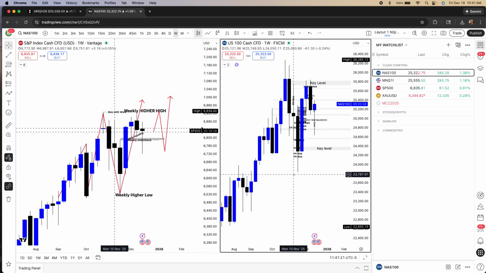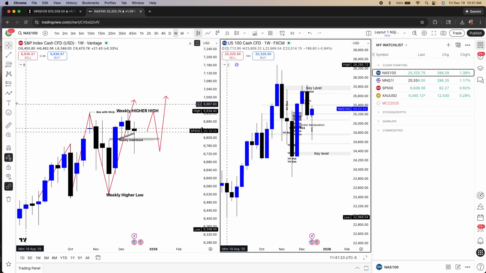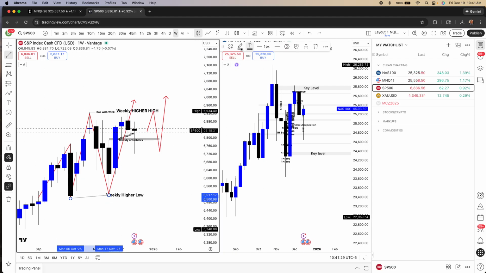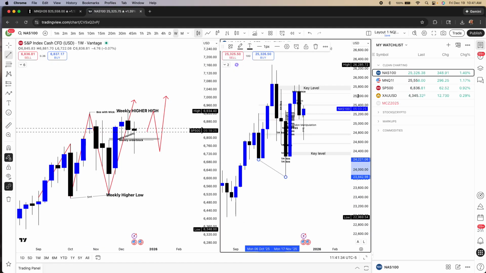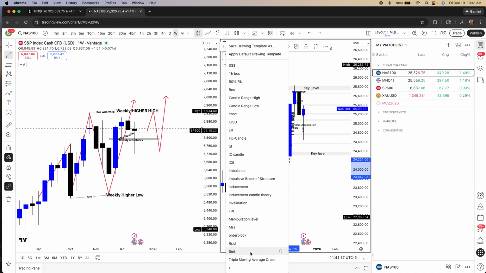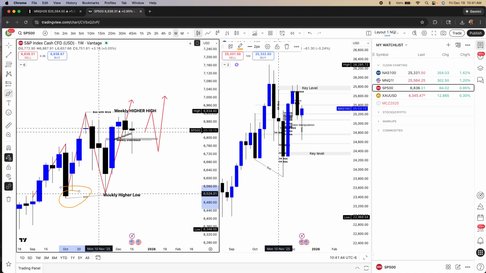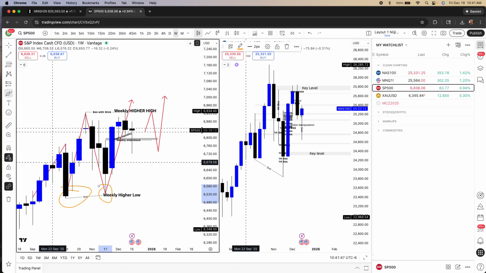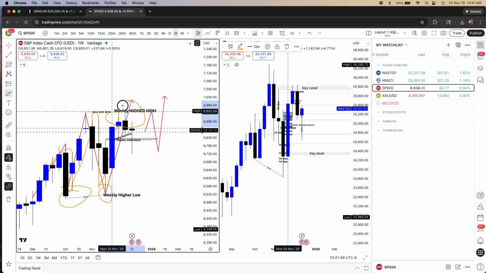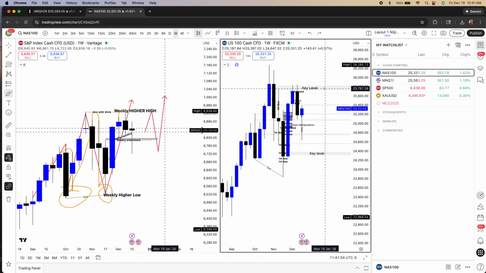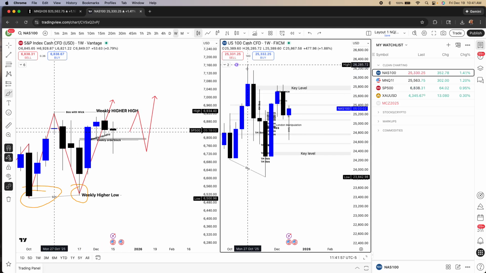Let me go to the actual NASDAQ. So you can see right here, we have a higher low on the S&P right here. And then we have a lower low on the NASDAQ. So that is a clear sign of manipulation to the downside. And this shows me that the S&P is stronger than the NASDAQ at the moment, which you can see we ended up making that new higher high. And for the NASDAQ, we did not make a higher high.